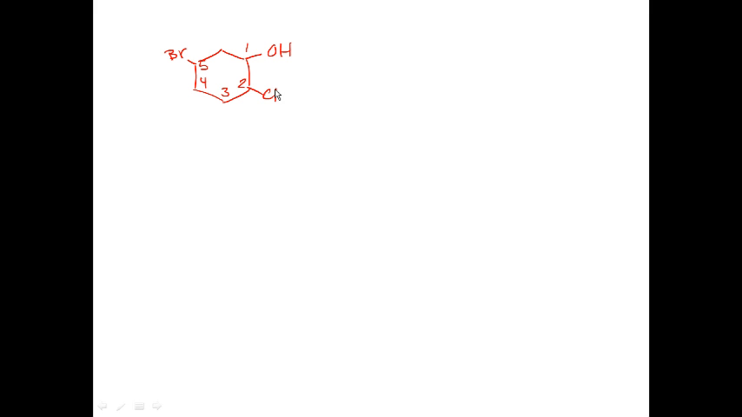So in this case, this one would be called 5-bromo-2-chloro-cyclohexanol. You don't have to put the number 1 in the cyclohexanol name because it's understood that the OH group is automatically at carbon 1. Okay? And so you would do that.